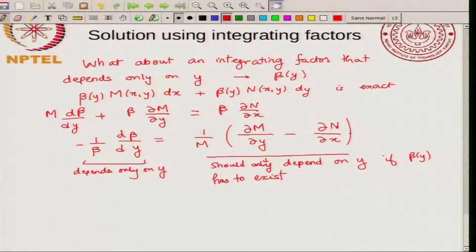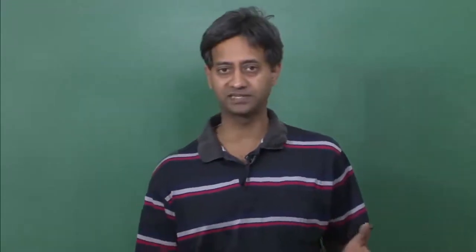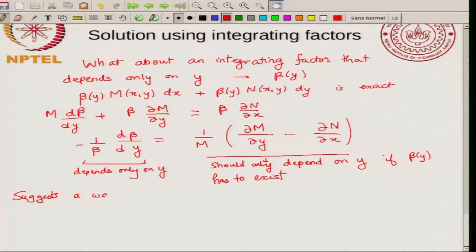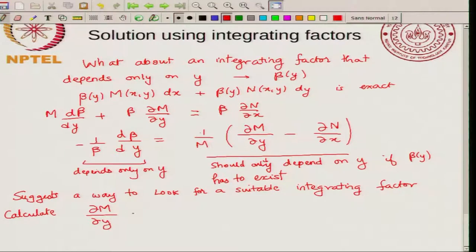Okay. So what this suggests is that this tells you how you can go about looking for integrating factors. So, this suggests a way to look for a suitable integrating factor. So, what is the suitable way in which you look for an integrating factor? First calculate dou m by dou y minus dou n by dou x. Okay, so you will get something, and then let me call this delta of x y. So, first you calculate this delta of x y, it is in general a function of x y.